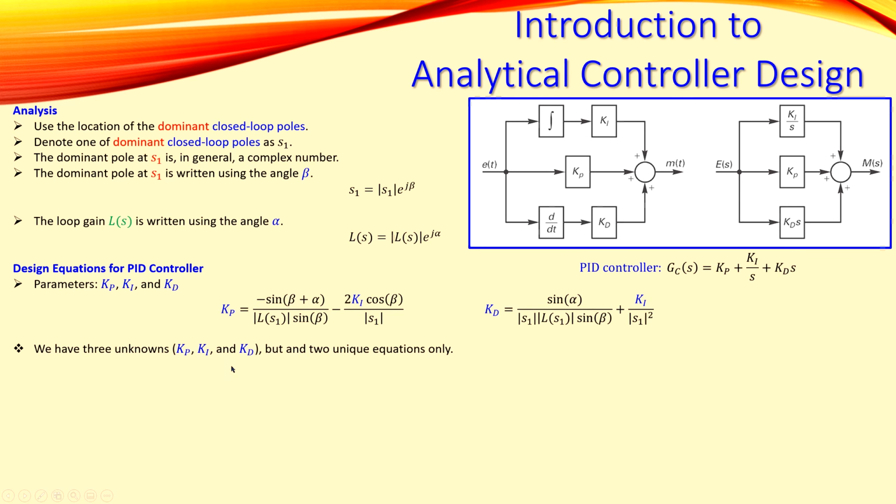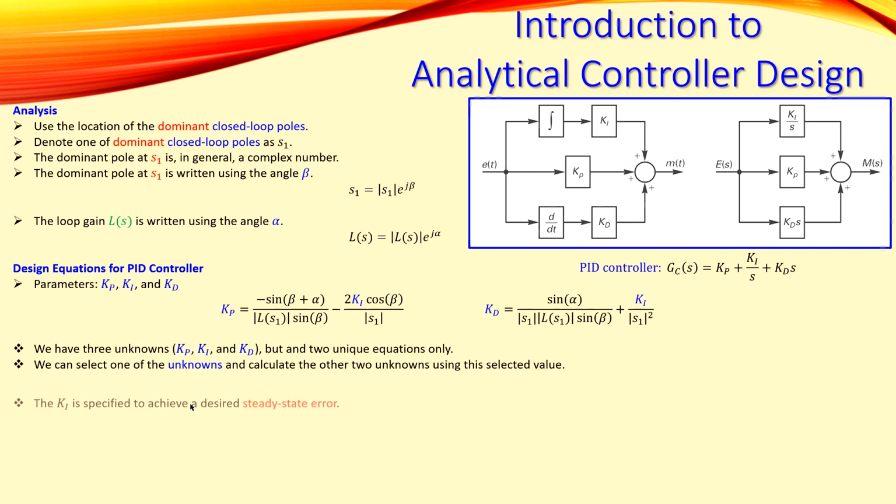If I now look at the equations, we have three unknowns, Kp, Ki, and Kd, but we have only two equations. That means we need to choose one of these three parameters, since we cannot get a unique solution otherwise. So we can select one of the unknowns and calculate the other two using the selected value.